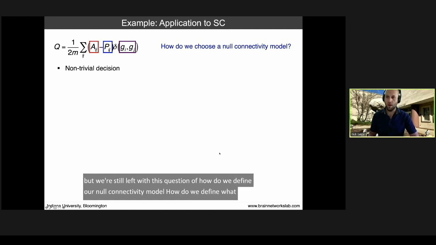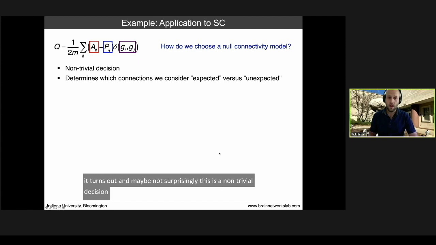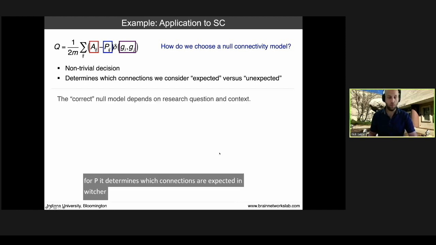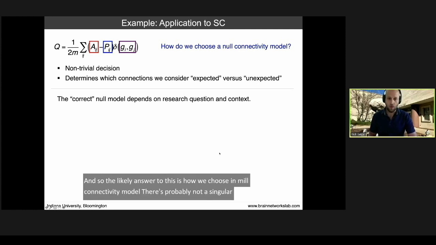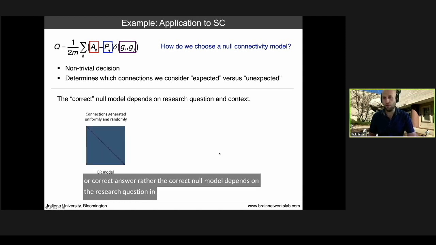And it turns out, maybe not surprisingly, this is a non-trivial decision. After all, depending on what we put in that equation for P, it determines which connections are expected and which are unexpected, which in turn influence the optimal model or optimal modules. And so the likely answer to how do we choose a null connectivity model is there's probably not a singular optimal or correct answer. Rather, the correct null model depends on the research question and context. But there are some models that are frequently used.